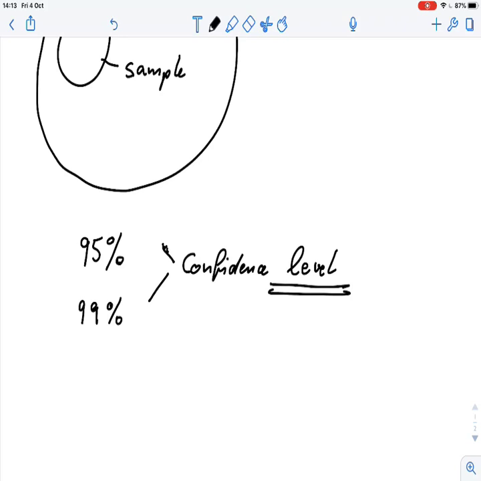Okay, we've got the confidence level. There's another term which in statistics very often turns up because people don't feel that confident talking about confidence levels. It is called a significance level.